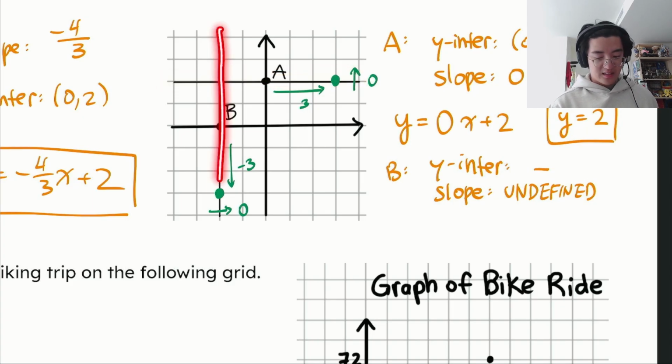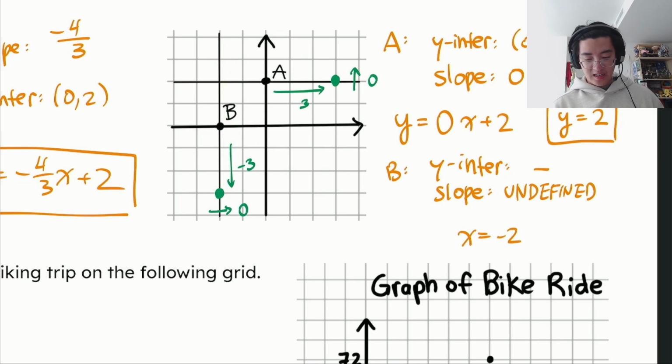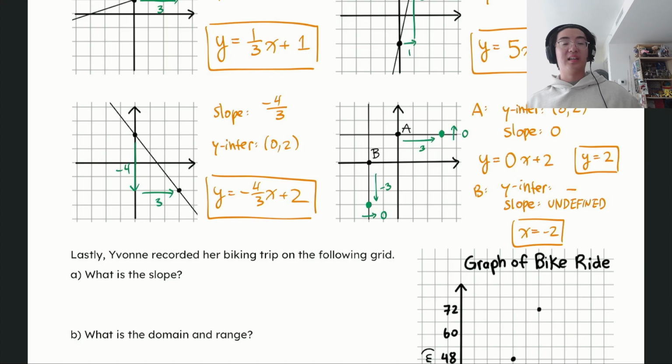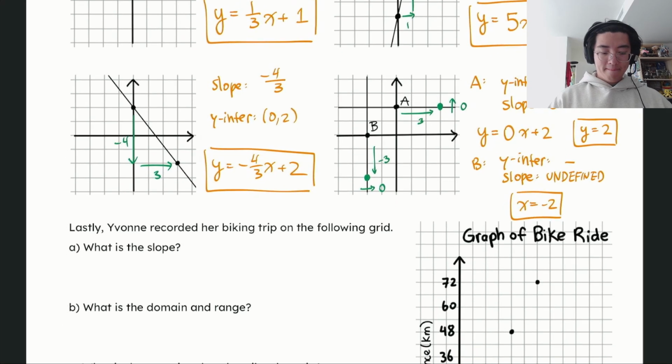Where is this line at? We notice here this line spans the entirety of x is -2. This is -1, this right here is -2. So for a vertical line, it's just x equals -2, or wherever the number is. Okay, so that's how you can find the equations of straight lines.